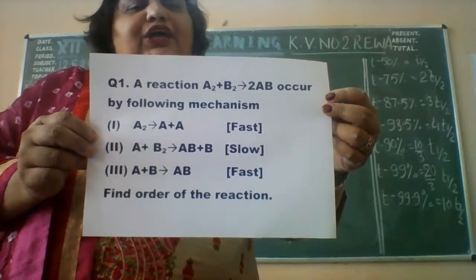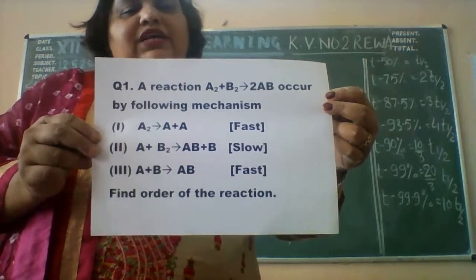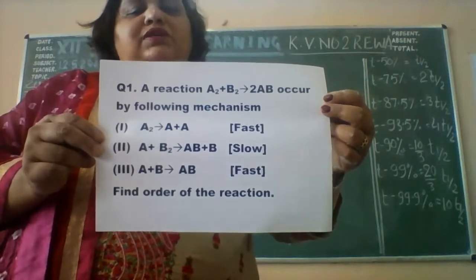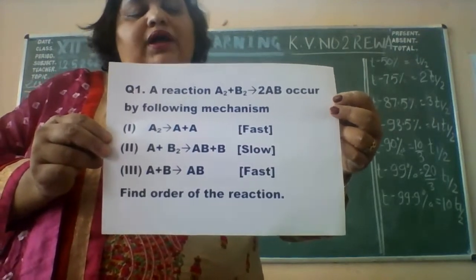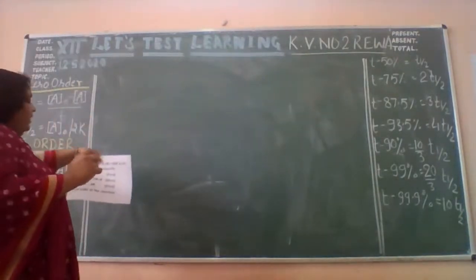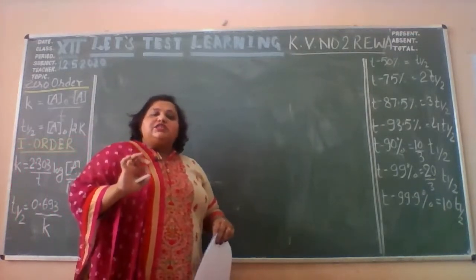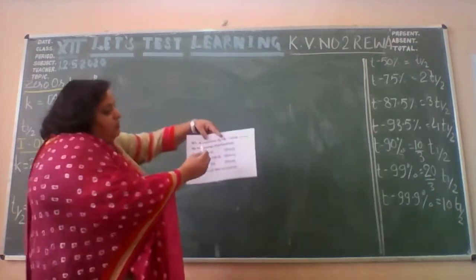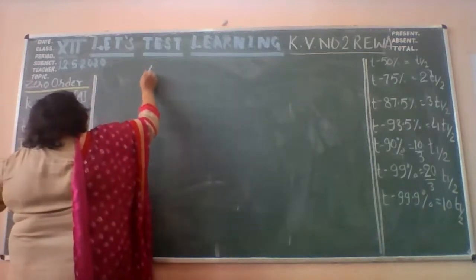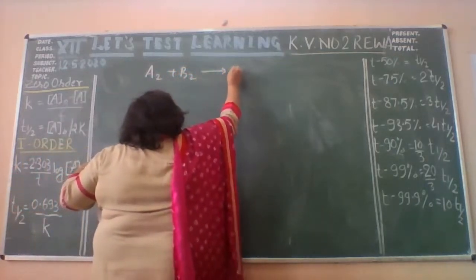A reaction is there, A2 plus B2 is equal to 2AB. 3 steps are given. A2 is dissociated into A plus A. A reacts with B2, forms AB, and again B is formed. This B reacts to form AB. Here you have to find the order of the reaction. Here, you all know that for a complex reaction, the order of reaction depends only upon the slow step. That means the first and second are cancelled out. First of all, you write the rate law for this. A2 plus B2 is equal to 2AB.